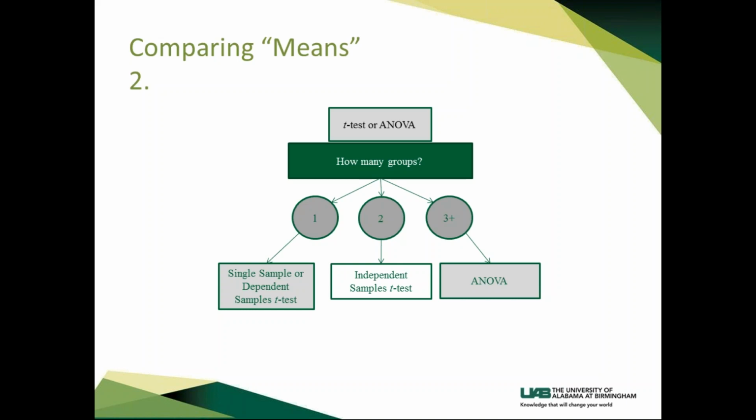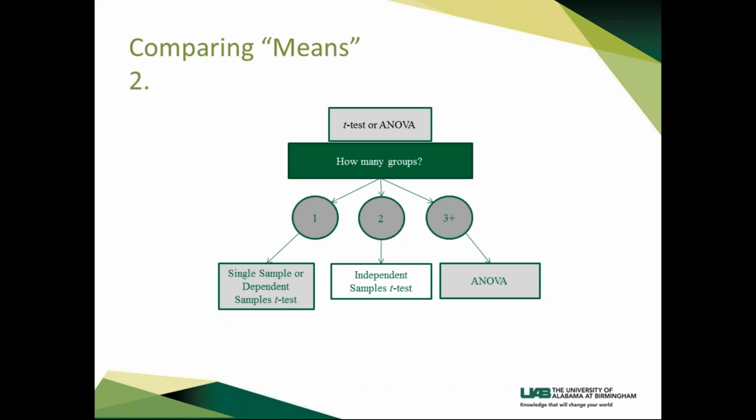If I've got three or more, it's some type of ANOVA, and I'm leaving that vague, and we'll go on to that in a minute. But if I have two groups within my independent variable, then it's got to be an independent samples t-test. Group A, Group B, the placebo group, the control group versus the experimental group, treatment group, something like that.